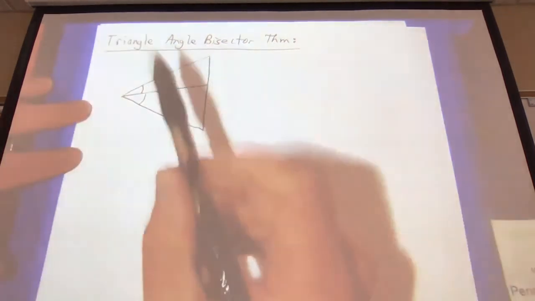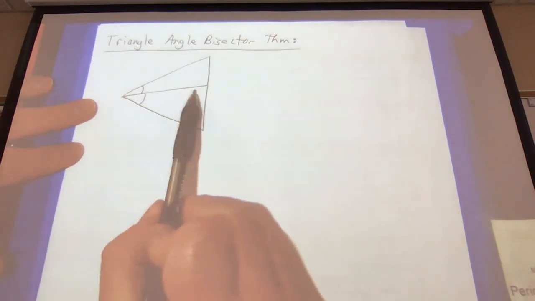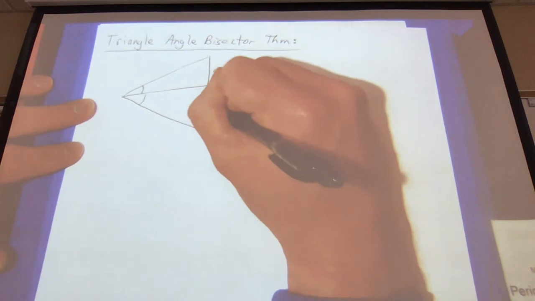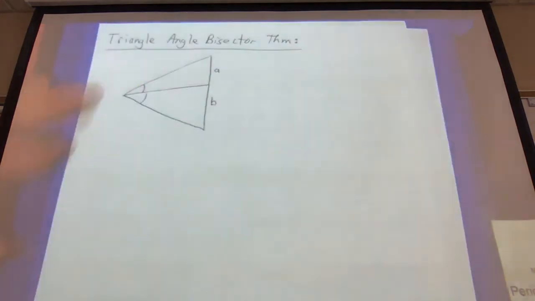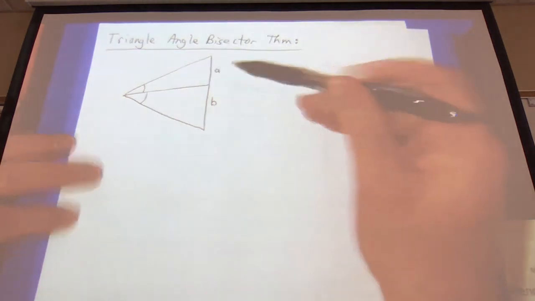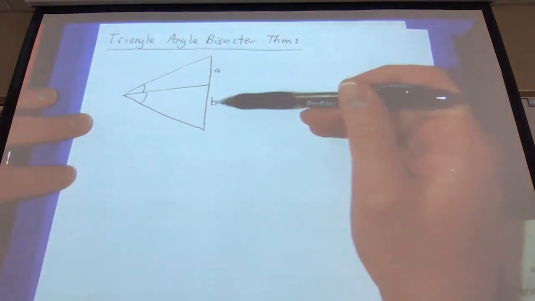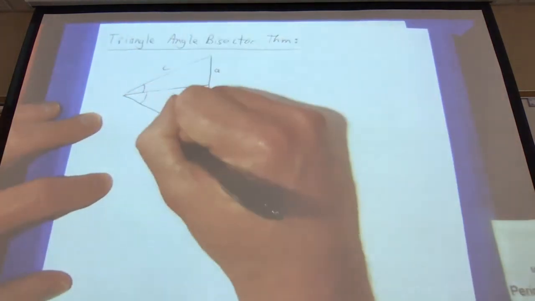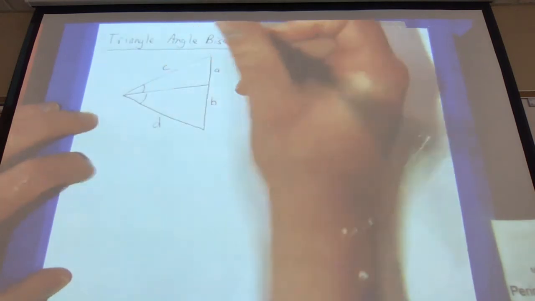And when we do that, what's going to happen here, your angle bisector is going to split this opposite side into 2 parts. I'm going to call those 2 parts A and B. And what's going to happen here is these 2 parts are going to end up being proportional to the other 2 sides of the triangle. I'm going to call these sides C and B.